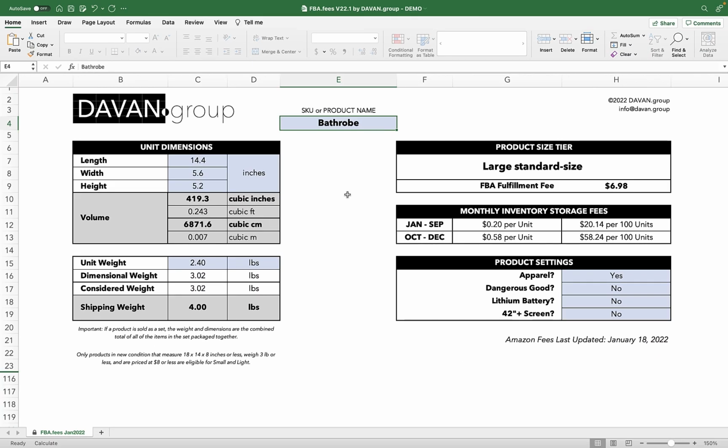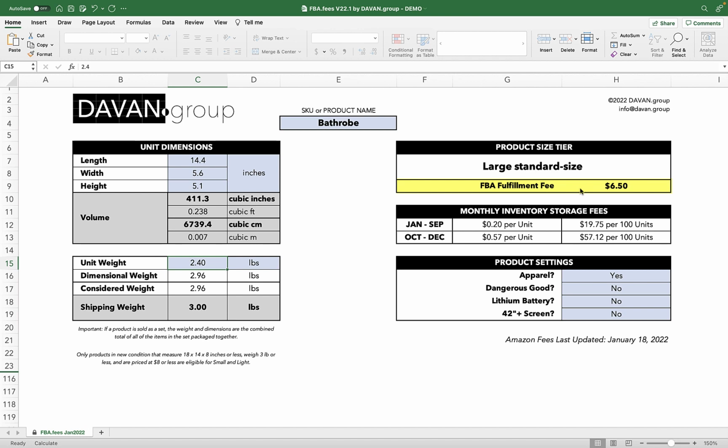Now, what I love using this sheet for is to optimize your unit dimensions. This is important when talking to your supplier to determine how large your packaging is going to be. And the slightest difference, we're talking the tenths of an inch, can make a huge difference to your fulfillment fees. So let's look at an example here. Let's imagine we have a bathrobe. This is an apparel product. It is plush, and so it can be squeezed down a little bit. Let's assume instead of a height of 5.2, we shave 1/10 of an inch off and get this down to just 5.1. Now, when I hit enter, notice what's going to happen to the FBA fulfillment fee here.